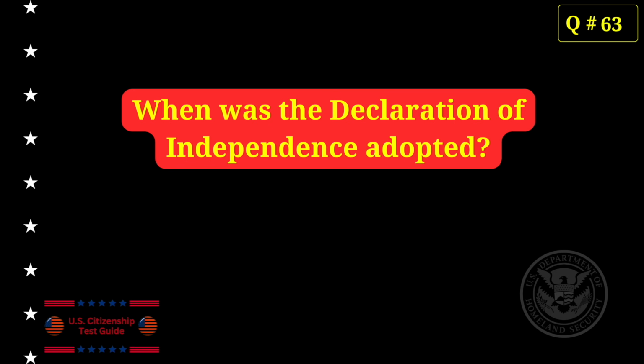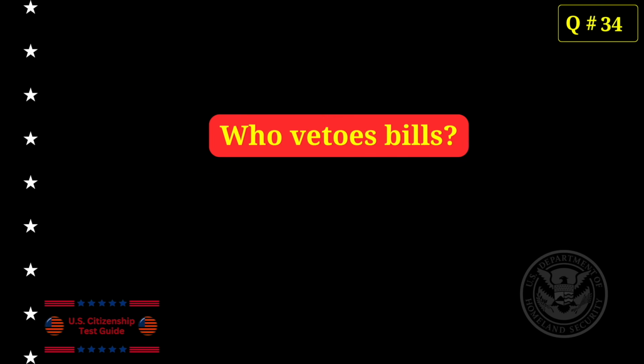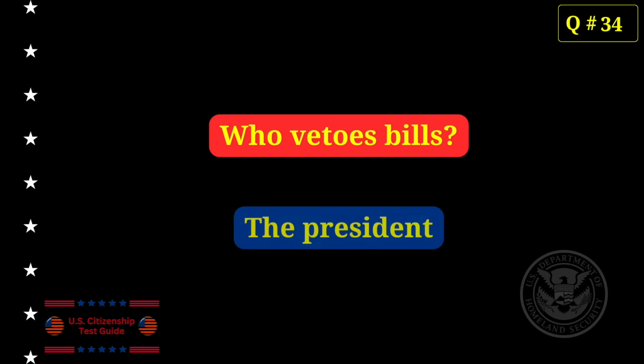When was the Declaration of Independence adopted? July 4, 1776. Who vetoes bills? The President.